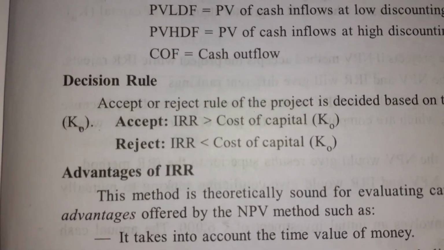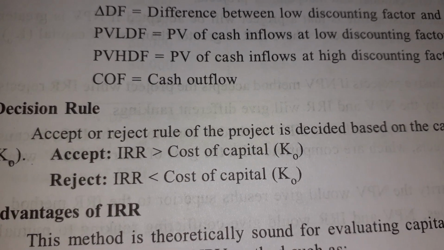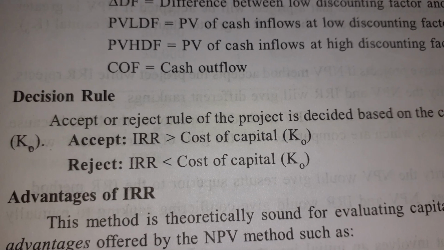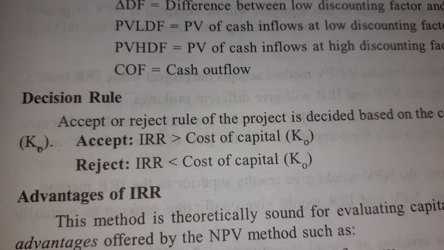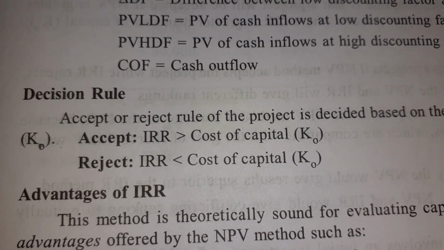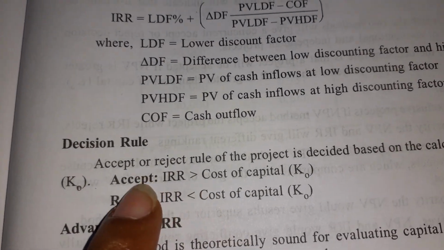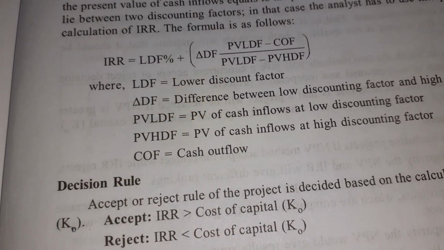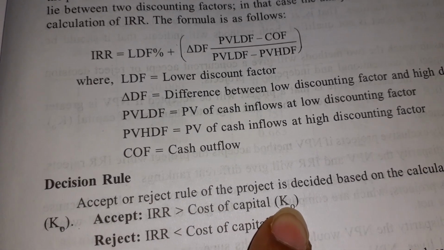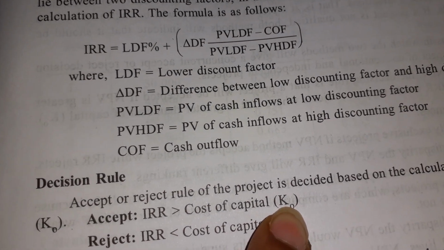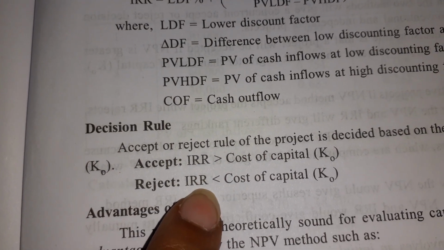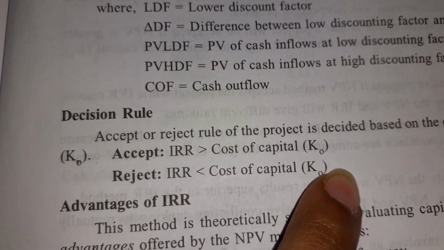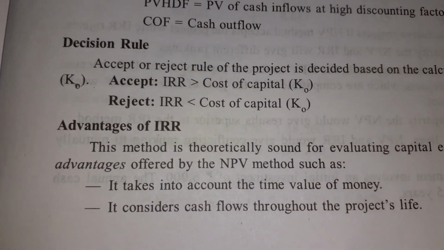In capital budgeting, just by solving the problem it will not end. You have to take a decision whether we should accept or reject the project, or accept or reject the investment. What is the basis for that decision? If your internal rate of return, which you calculate using this formula, is more than the cost of capital, then you can accept the project. If the internal rate of return is less than the cost of capital, you can go and reject the project.